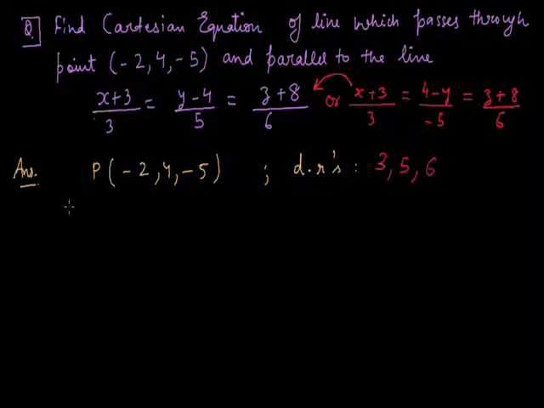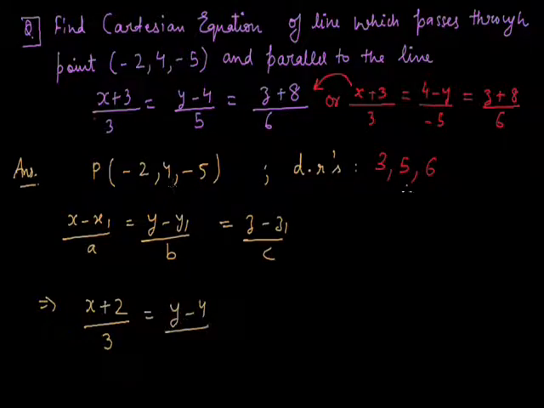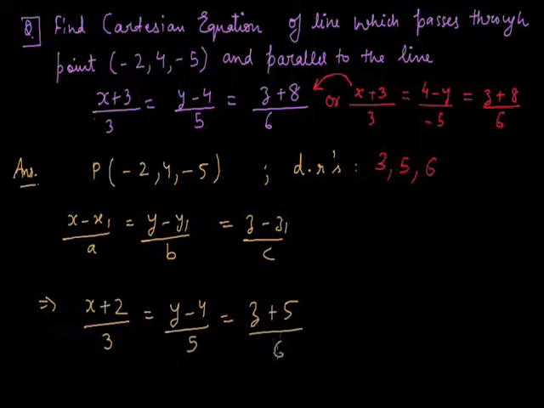So the Cartesian equation is x minus x1 upon a equals y minus y1 upon b equals z minus z1 upon c. So it will become x plus 2 (minus minus becomes plus) upon 3 equals y minus 4 upon 5 equals z plus 5 (minus minus 5 becomes plus 5) upon 6. So this is the required Cartesian equation. Now let's move on further.